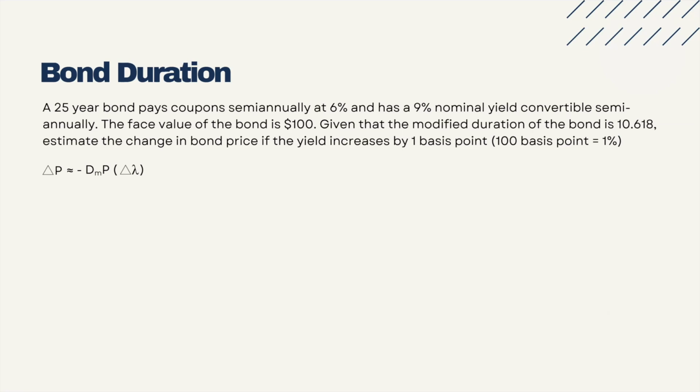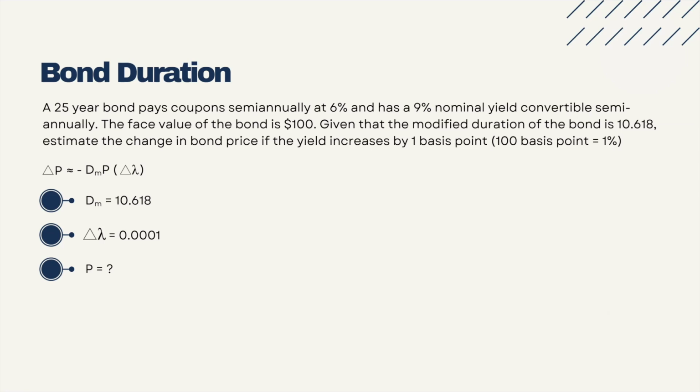It is approximately the multiplication of the negative of the modified duration with the price of the bond and the change in yield. We know that the modified duration is 10.618 and the change in yield is 0.0001 from the question. However, we do not know the price of the bond, so let's calculate the price.